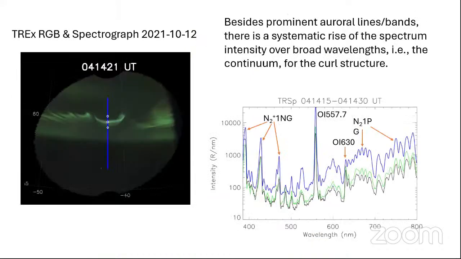So we sampled the spectrum of this curve structure and its surroundings, the high latitude and the low latitude lobes, and compared the spectra and plotted them here. The blue curve denotes the curve structure, and the black and the green curves denote its ambient higher latitude and lower latitude lobes. Not surprisingly, there are some prominent auroral emission bands. I marked some here. But our key interest here is a systematic rise of the spectrum intensity over a broad wavelength range in this curve structure.